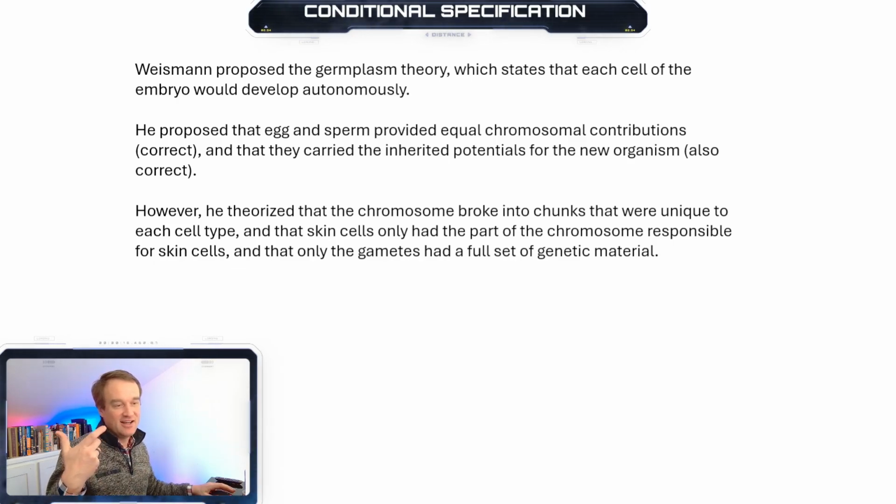So he thought that, like, chromosome 1 had mostly, the top half of it was skin cells, and so for the cells that were going to become skin, that chunk of the chromosome would break and go into that cell. So he had some good thoughts, but he had some very incorrect ones too. And this was hypothesized before Gregor Mendel did his stuff with genes.